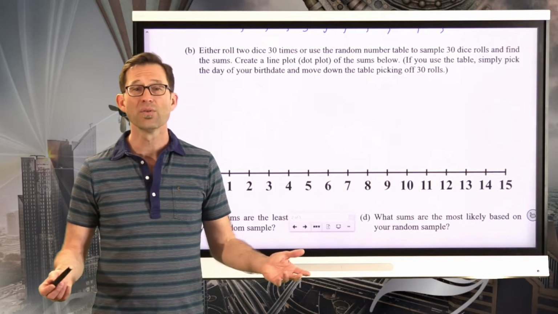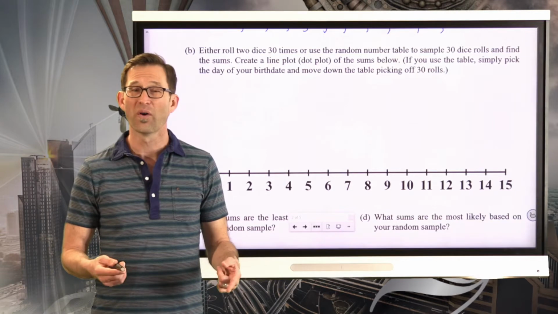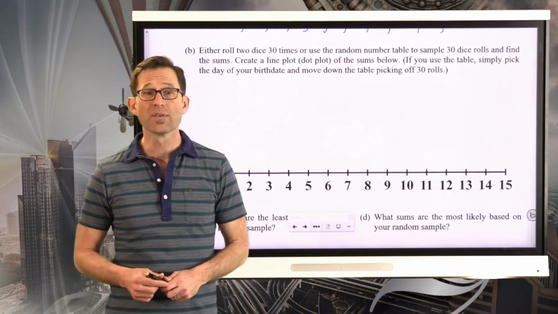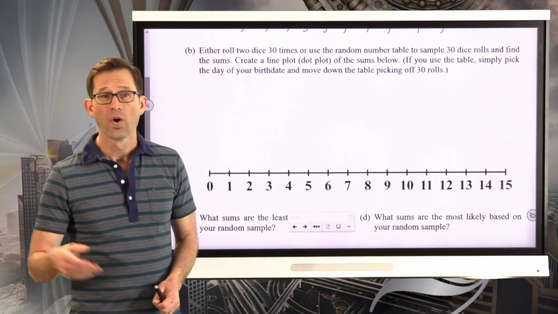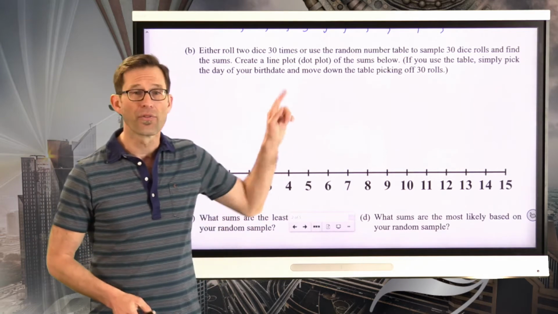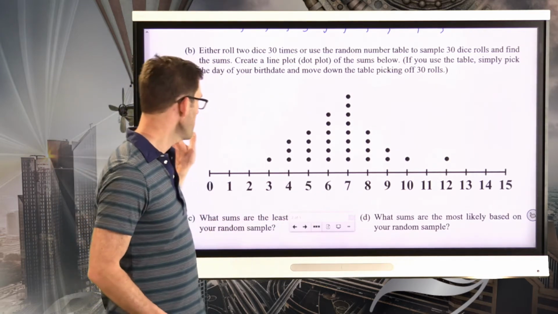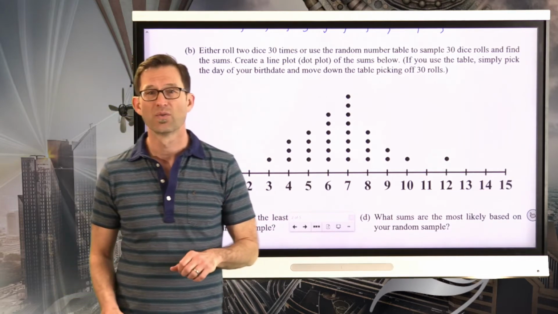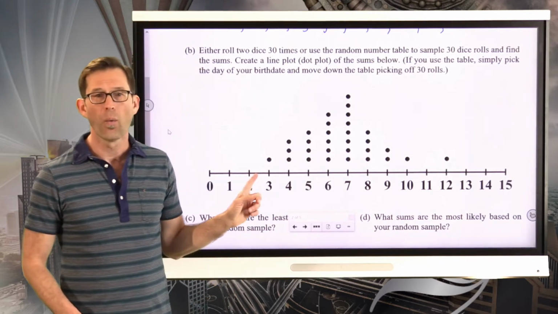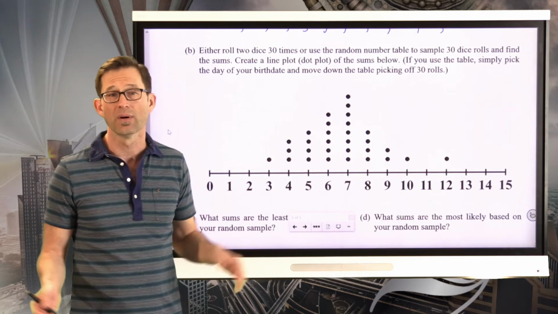Now again, absolutely impossible for me to know what results you got. But I actually did this experiment. I took 2 dice out, rolled them, kept adding them up. I did it 30 times, and I got the following dot plot. It's like magic, right? So, I got 1, 3. I didn't get any 2s. Oh, well, what are you going to do?